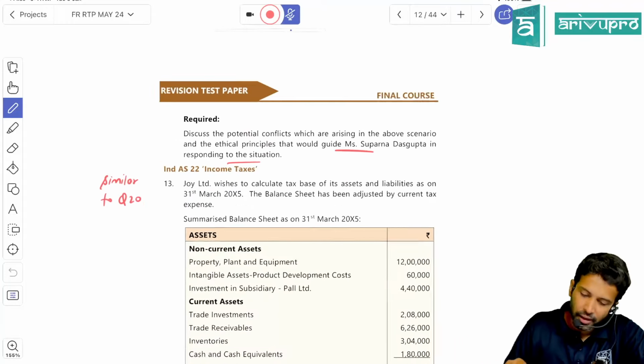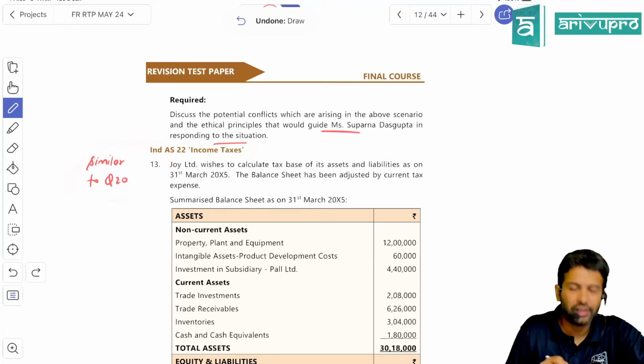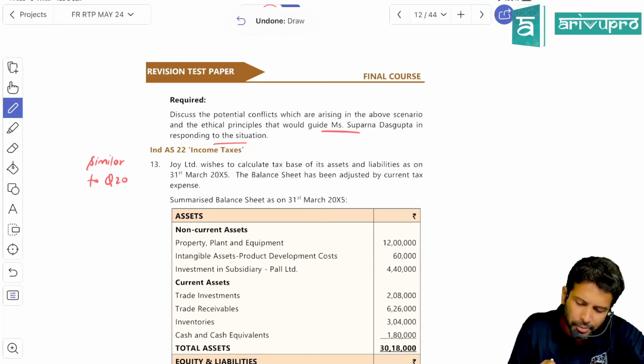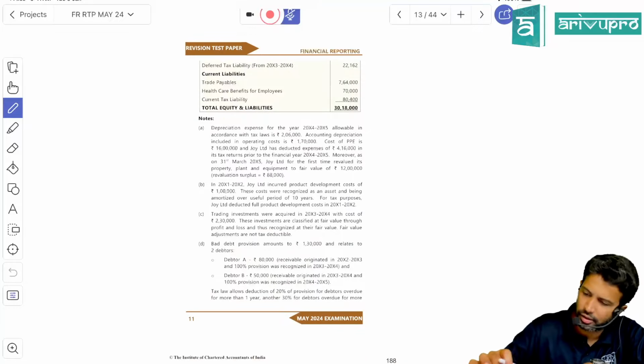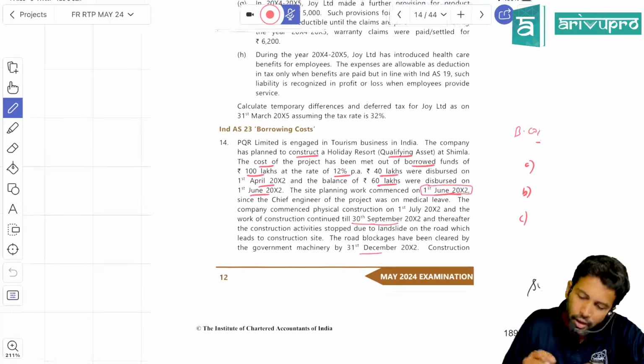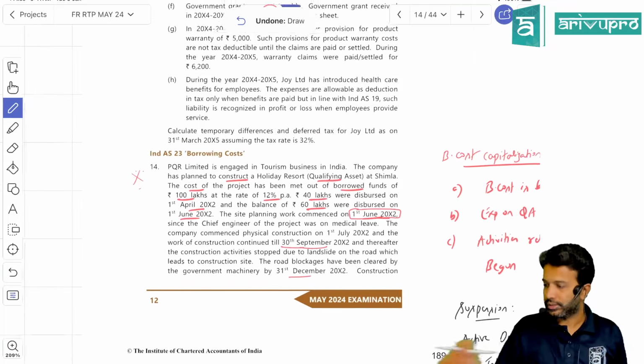Question number 13 is on Ind AS 12 income tax. A similar question, not ditto, is there in question number 20. So if you do that, automatically this will be taken care of. So nothing much there. Question number 14, this is a good question. So we will be covering this. This is on borrowing cost.